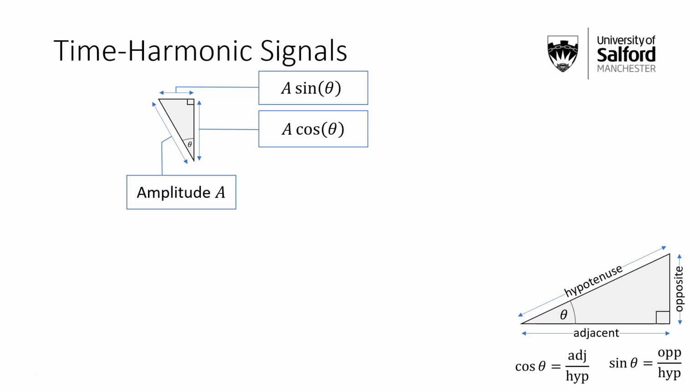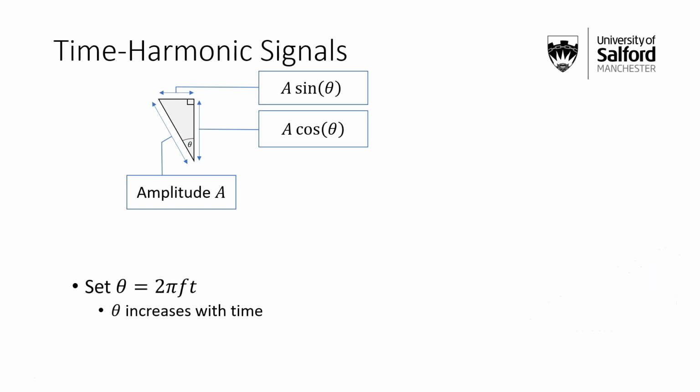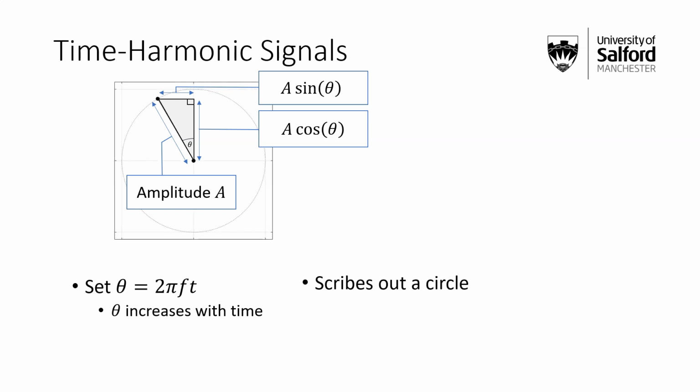And what we're going to do is say that theta is going to be equal to 2 times pi times frequency times time. So the contents of the little formula we had a minute ago. And what's going to happen because of this is that theta is going to increase with time at a rate determined by frequency. And it's going to scribe out a circle. So it's going to look rather like this.